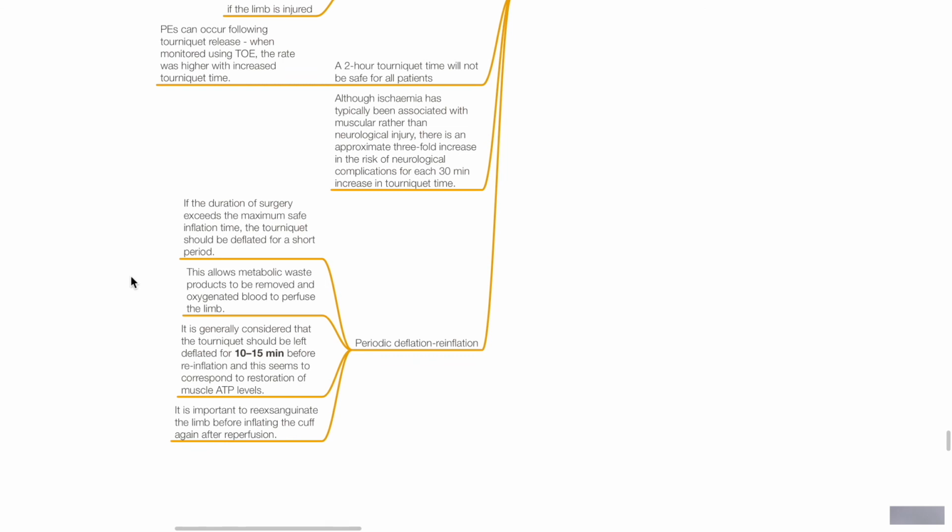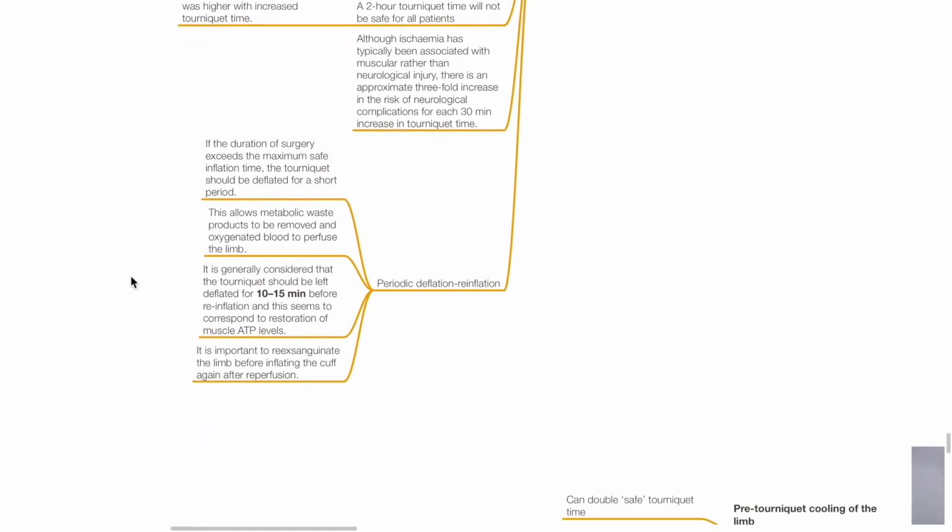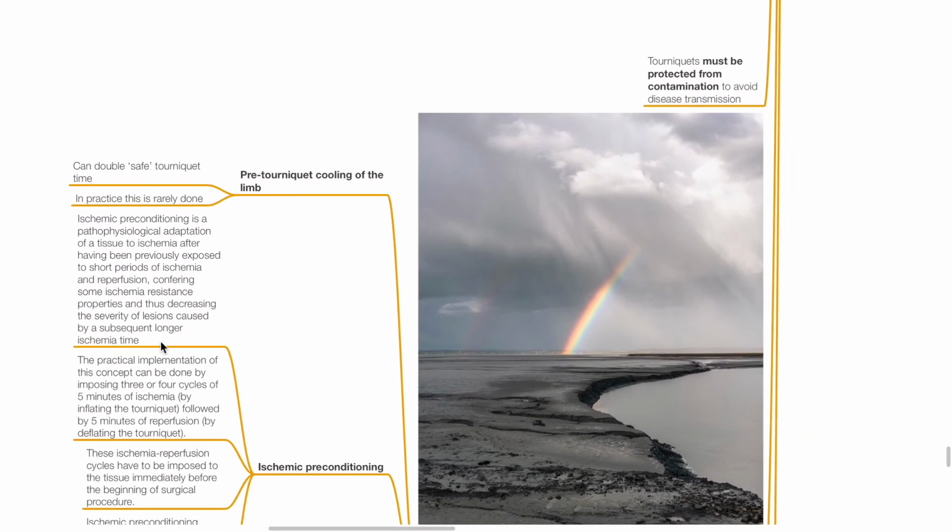Periodic deflation and reinflation. If the duration of surgery exceeds the maximum safe inflation time, the tourniquet should be deflated for a short period. This allows metabolic waste products to be removed and oxygenated blood to perfuse the limb. It is generally considered that the tourniquet should be left deflated for 10 to 15 minutes before reinflation, and this seems to correspond to restoration of muscle ATP levels. It is important to re-exsanguinate the limb before inflating the cuff again after reperfusion. Tourniquets must be protected from contamination to avoid disease transmission.